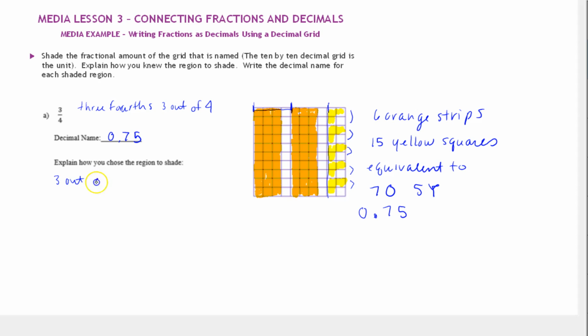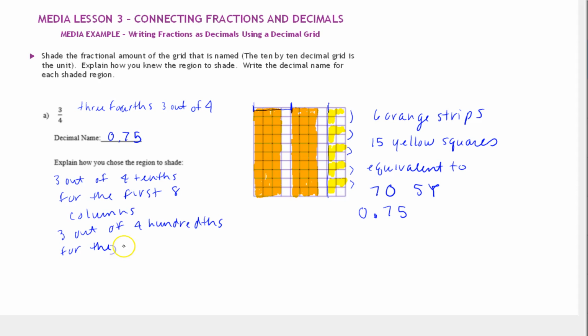And let's explain how we chose to shade the region. 3 out of 4 tenths for the first 8 columns. And then 3 out of 4 hundredths. And let's see how many times we did that. We'll just write for the last 2 columns. Okay, so just put in an explanation when you have your Try's, so someone reading it could see how you went about shading it after it's shaded.